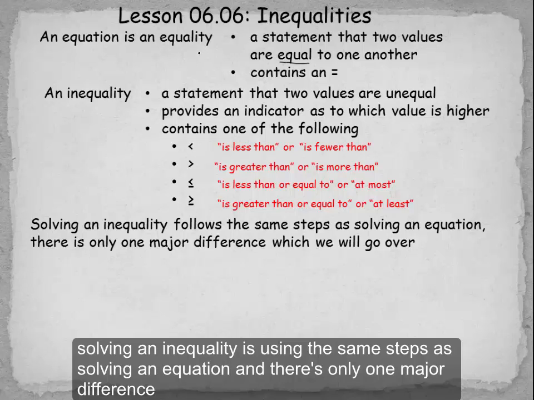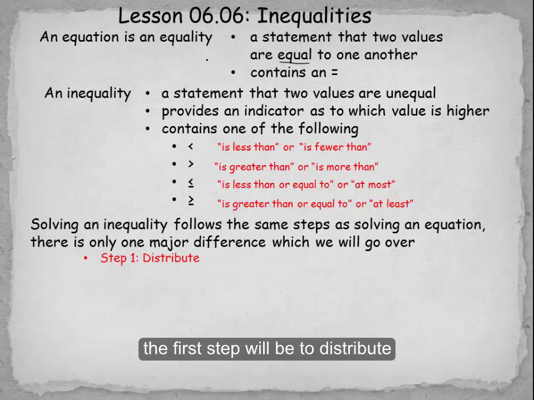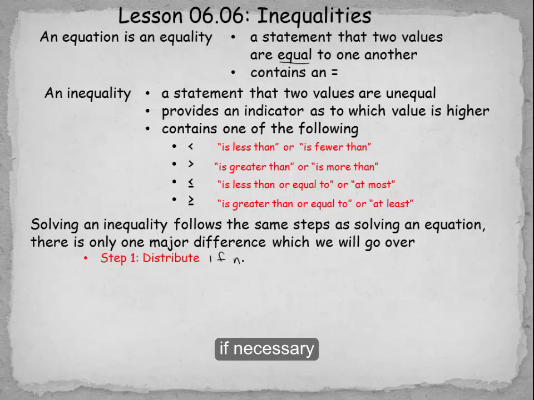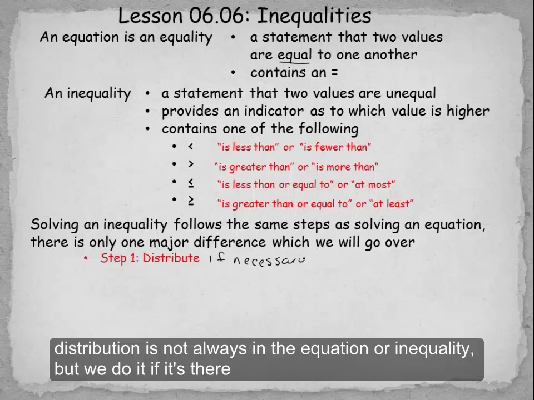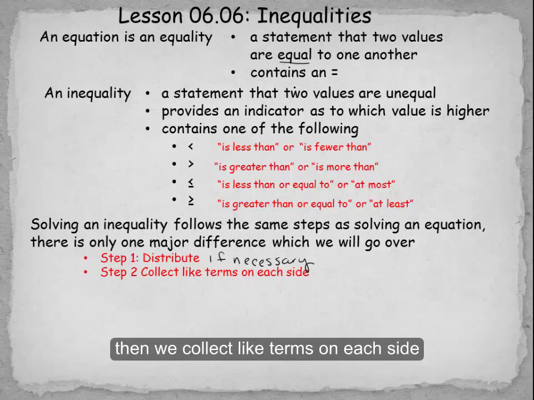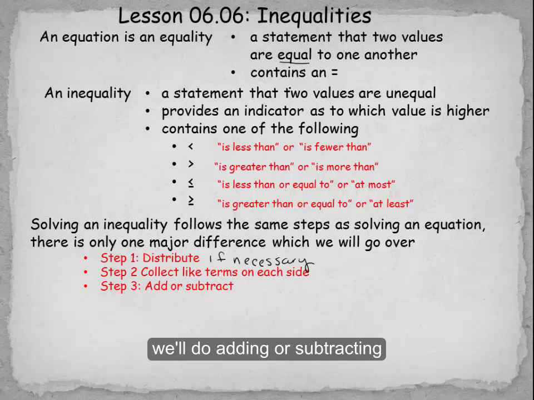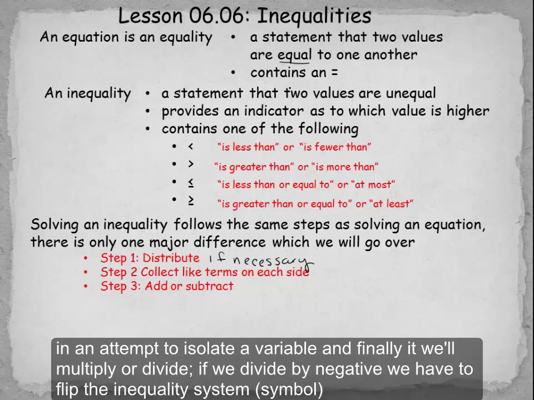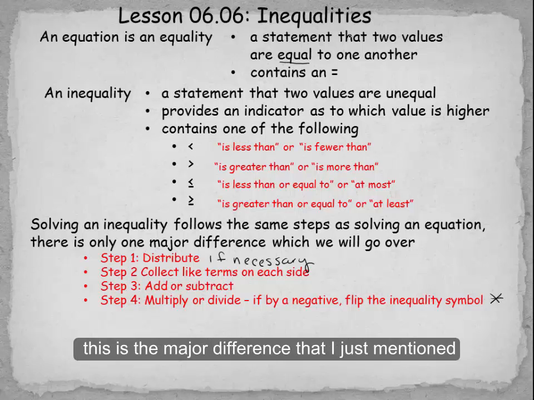Solving an inequality uses the same steps as solving an equation, and there's only one major difference. The first step will be to distribute, if necessary. Distribution is not always in the equation or inequality, but we do it if it's there. Then we collect like terms on each side. We'll do adding or subtracting in an attempt to isolate the variable. And finally, we'll multiply or divide. If we divide by a negative, we have to flip the inequality symbol. This is the major difference that I just mentioned.